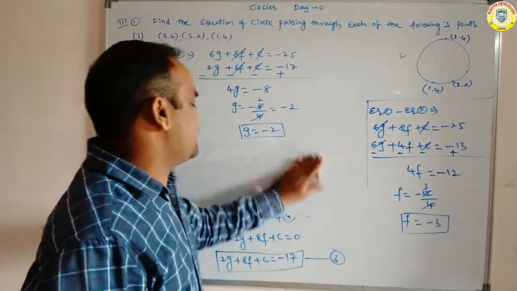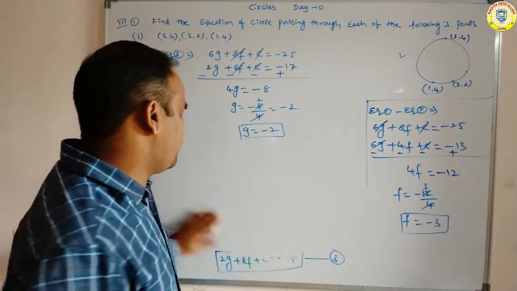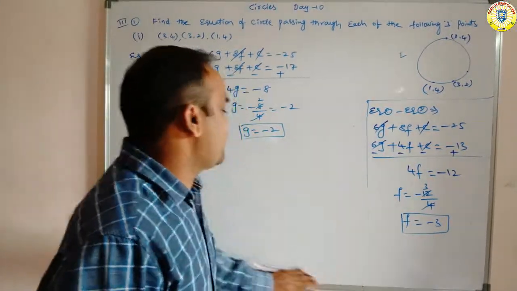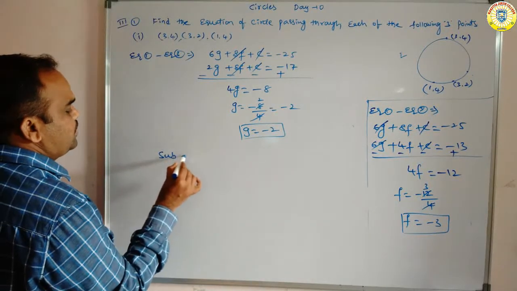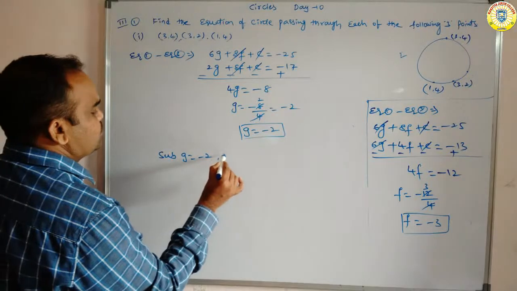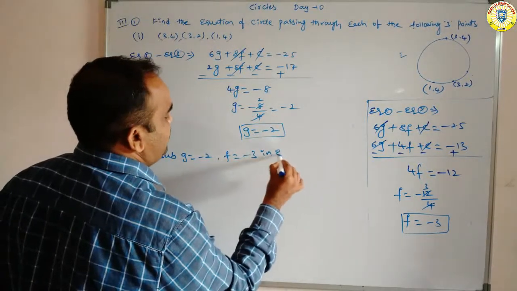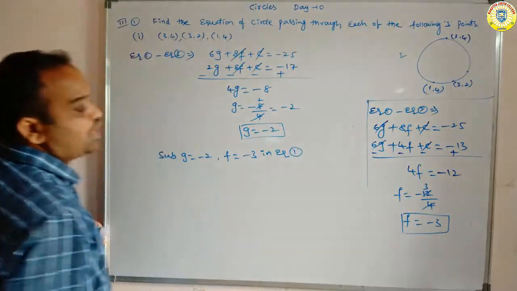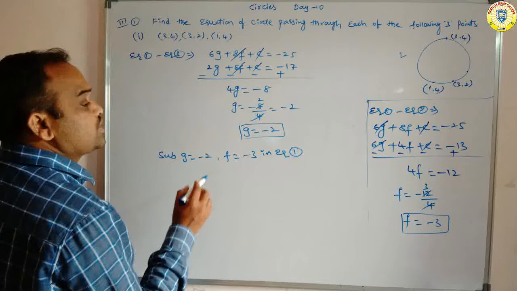Here substitute g is equal to minus 2, f is equal to minus 3 in equation 1 or equation 2 or equation 3. We get the c value. Okay? So I am substituting g is equal to minus 2 and f is equal to minus 3 in equation 1, or equation 2, or equation 3, we are getting the answer. Now I am substituting in equation 1.